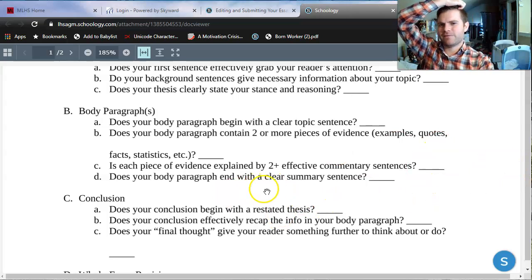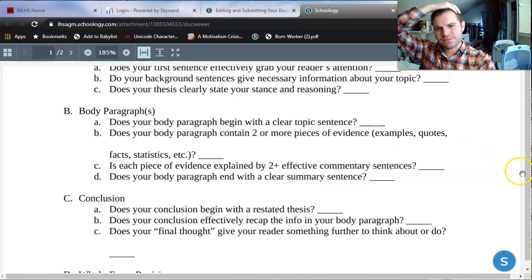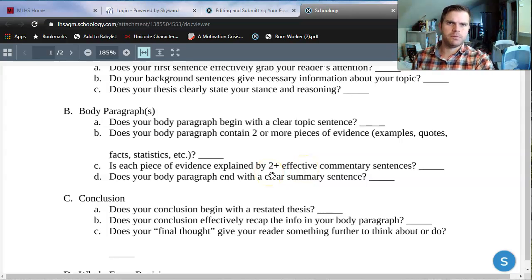Lastly, does your body paragraph end with a clear summary sentence? The way that I test for that is I read my body paragraph out loud just to hear if it ends abruptly or not. If it ends too abruptly, if it feels short, or if it feels like it just transitions without much of an ending, that's where I usually pop in a summary sentence.